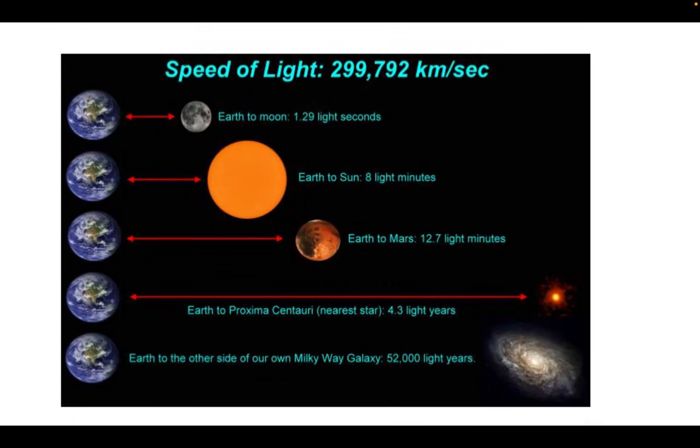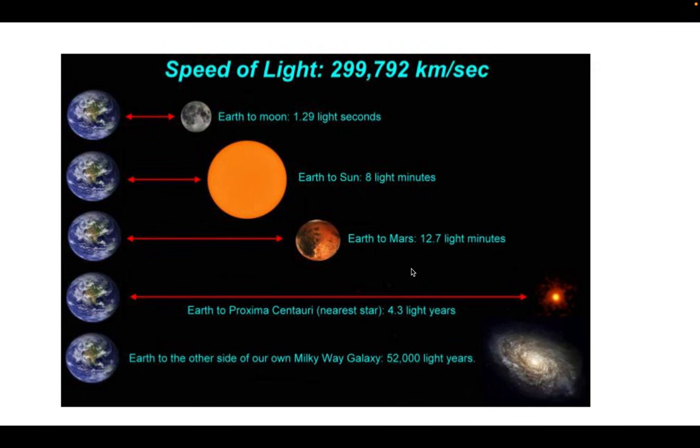Okay, I'm going to talk a little bit about the speed of light, because I mentioned it in the first slide here. If you're traveling at the speed of light going from Earth to the moon, it would only take 1.2 light seconds. We already discussed 8 light minutes here, Earth to sun. Earth to Mars, 12.7 light minutes.